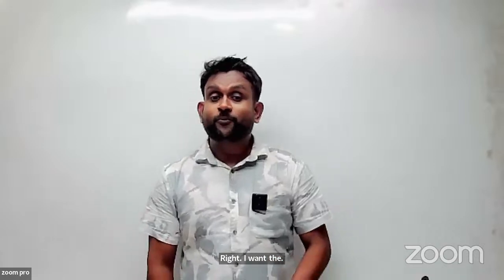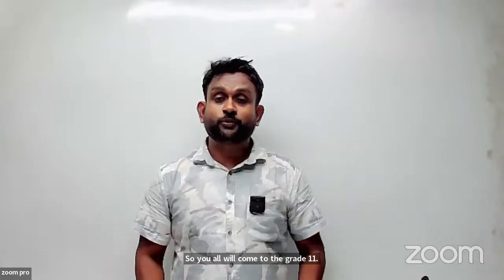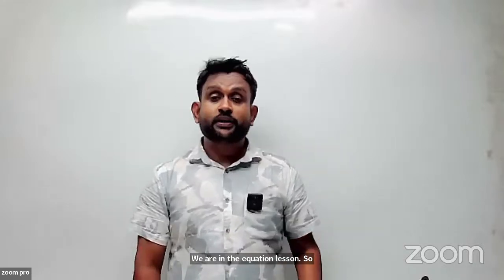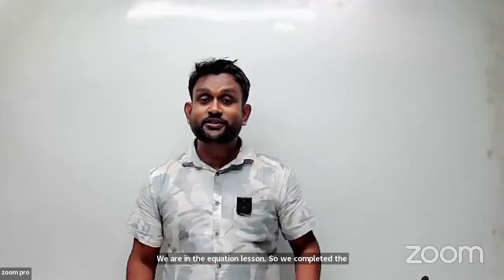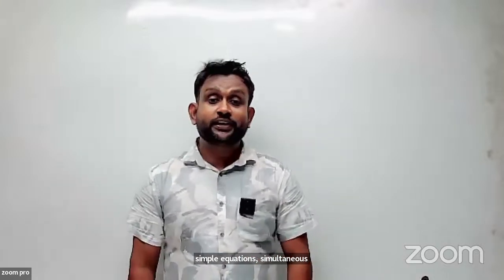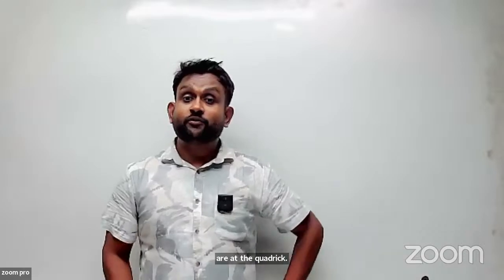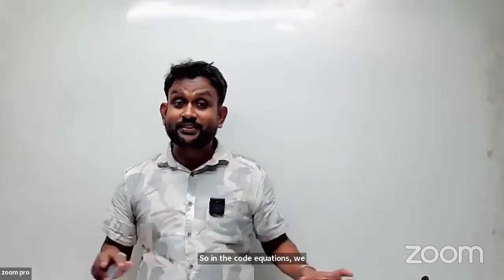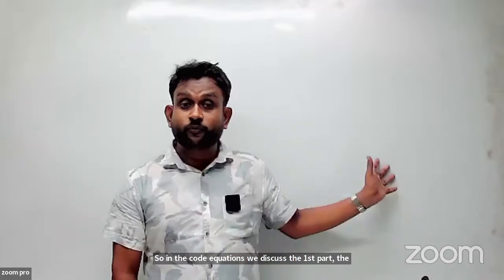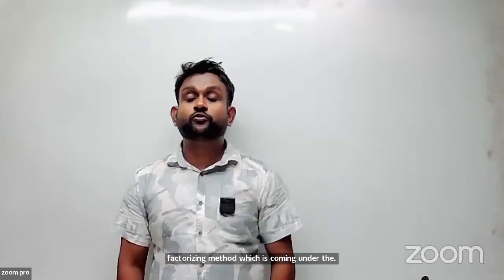Right. So you all have come to the grade 11 fast track theory program. We are in the equation lesson. We completed the simple equations and simultaneous equations, and now we are at the quadratic equations. In the quadratic equations, we discussed the first part, the factorizing method, which comes under the first paper: how to factorize and then how to solve the equation.